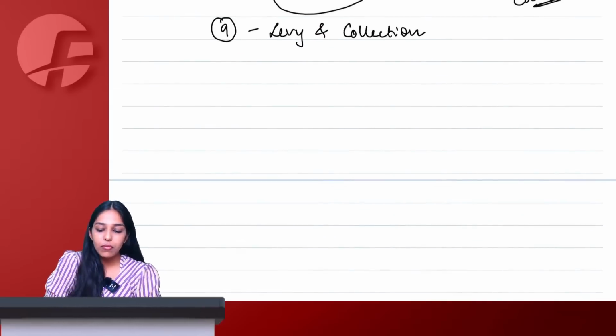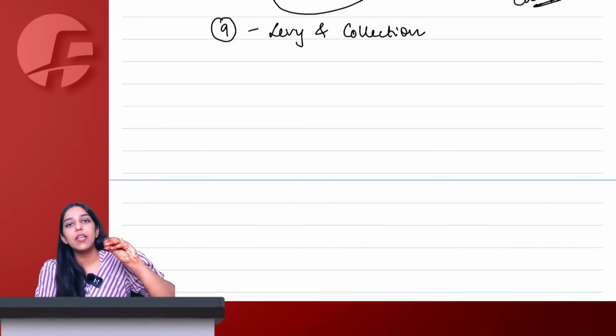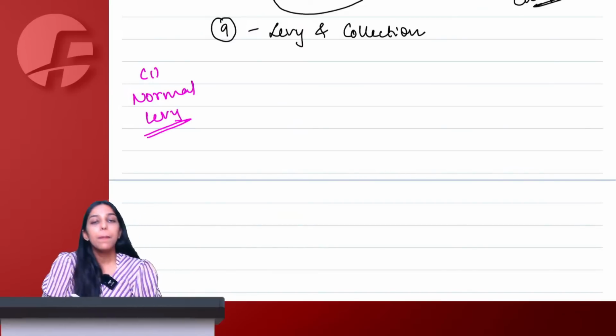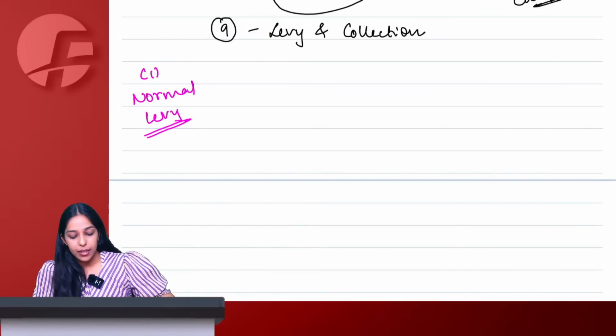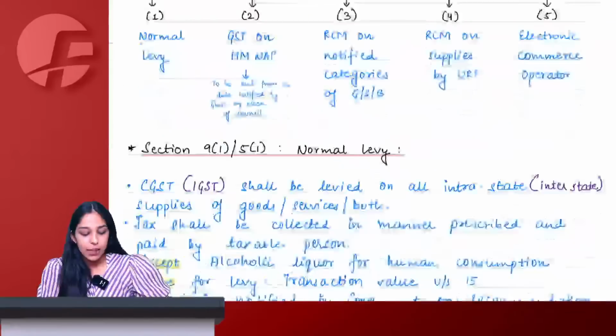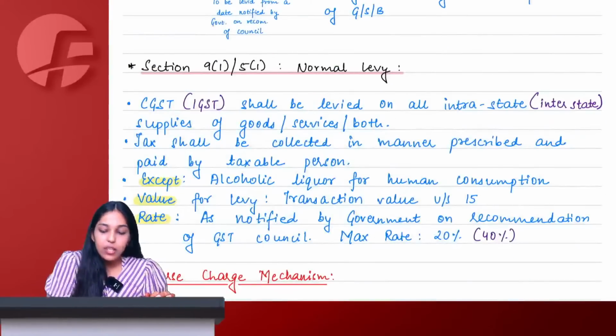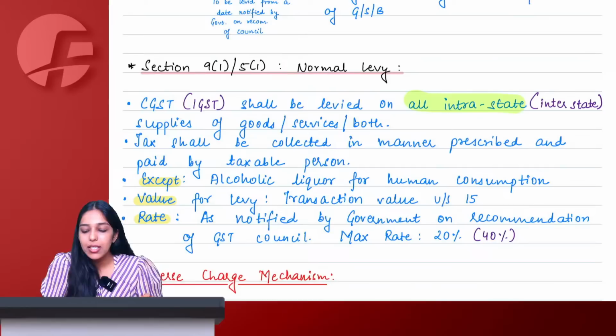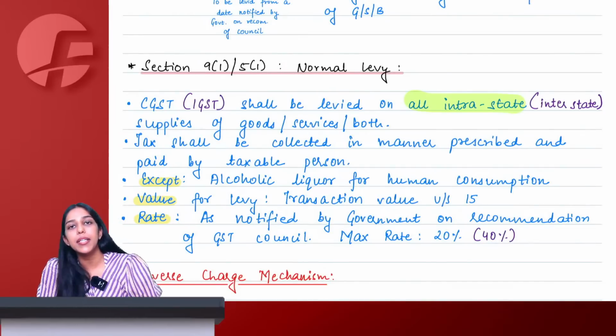Okay. Now we have to study 5 subsections in this. 9.1 talks about normal levy. Normal levy says that GST will be applicable. If you are making intrastate supply, then CGST plus SGST. If you are making interstate supply, then IGST.